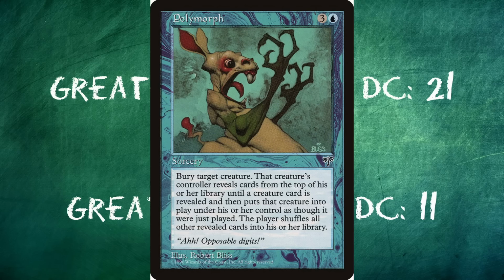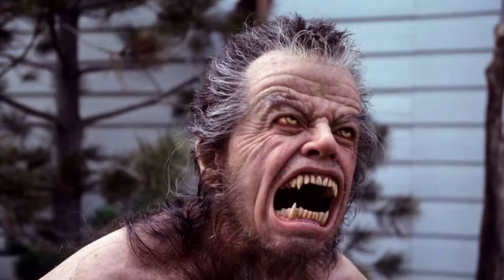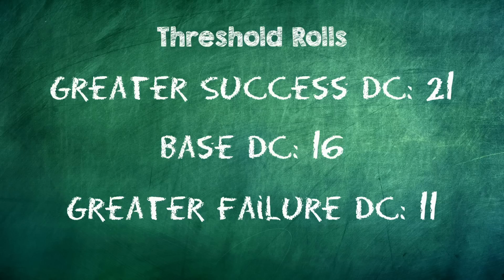If they failed by more than 5, they would suffer the normal effects of Polymorph. However, if they failed by less than 5, they would only partially transform. This wouldn't be as bad as a normal Polymorph, but it's still a debuff. Now back to the session.